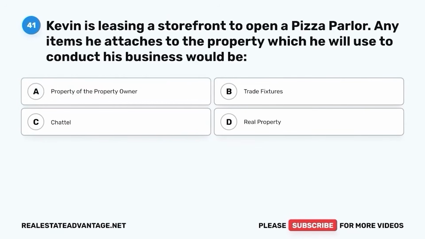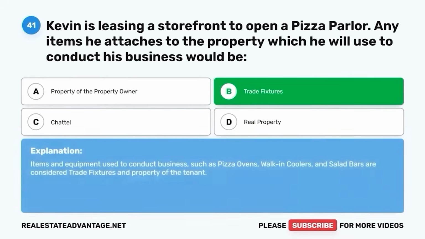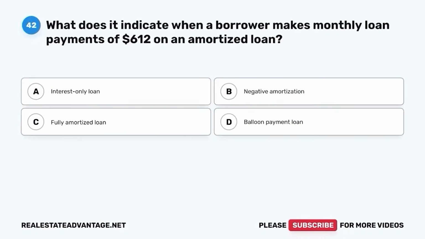Question 41. Kevin is leasing a storefront to open a pizza parlor. Any items he attaches to the property which he will use to conduct his business would be A. property of the property owner, B. trade fixtures, C. chattel, D. real property. The correct answer is B, trade fixtures. Items and equipment used to conduct business, such as pizza ovens, walk-in coolers, and salad bars, are considered trade fixtures and property of the tenant.